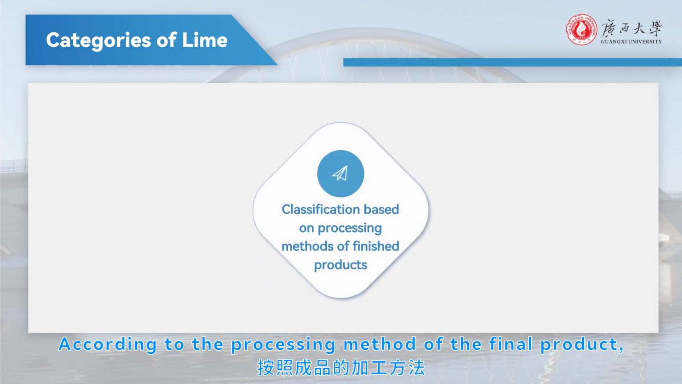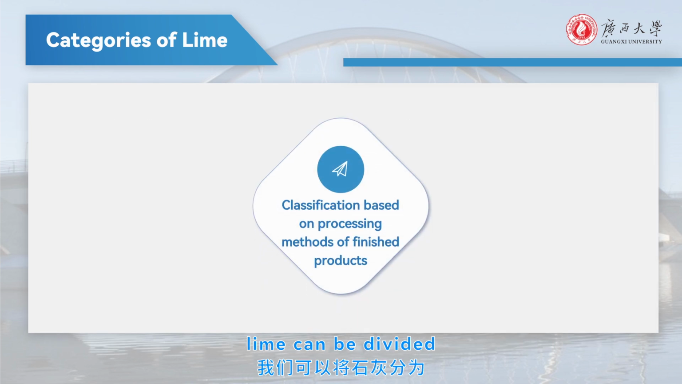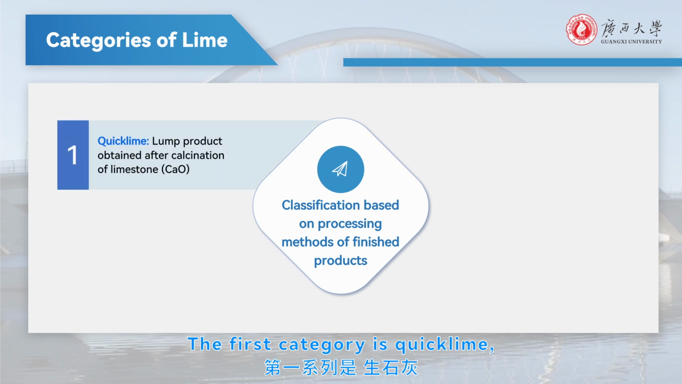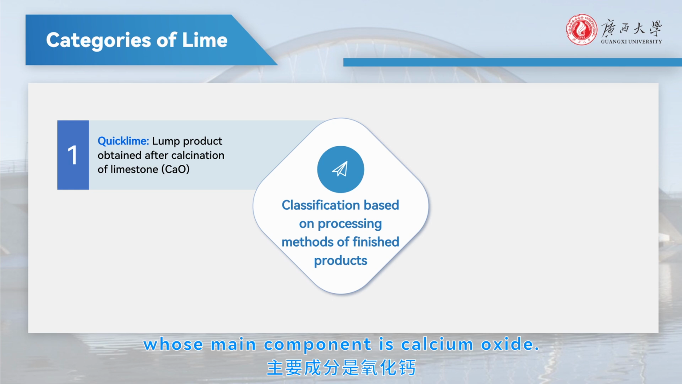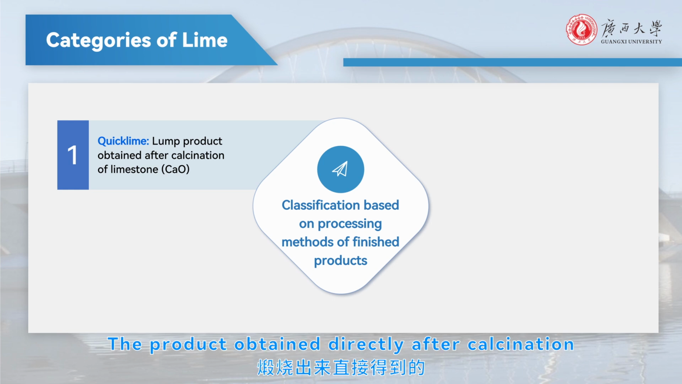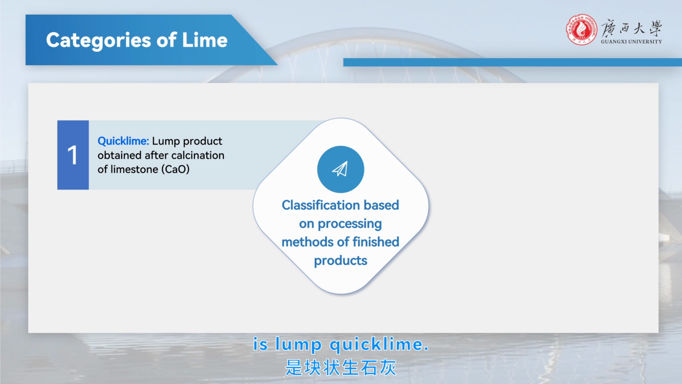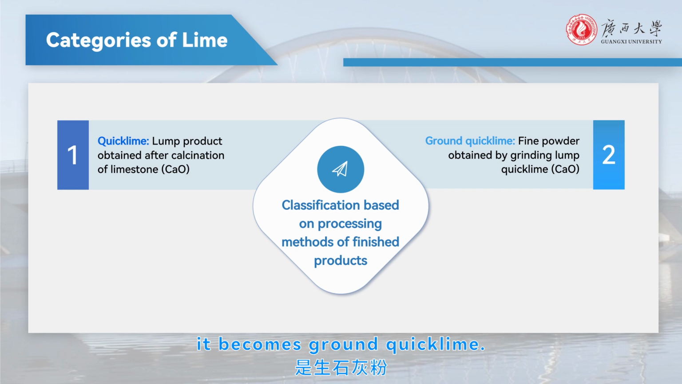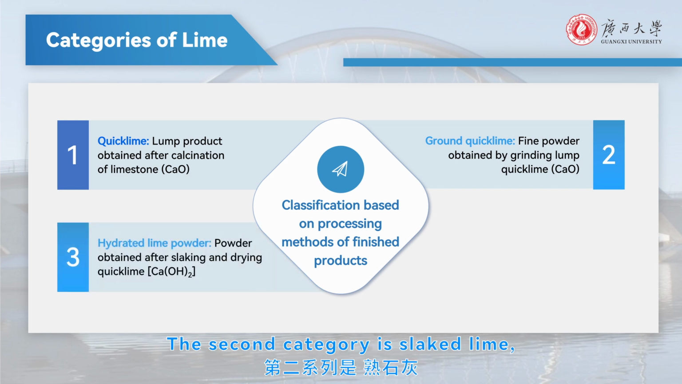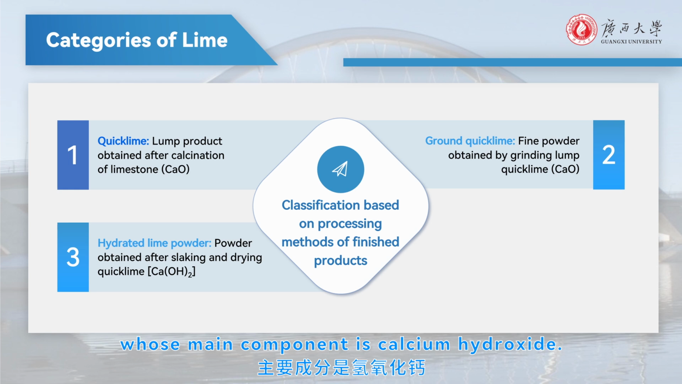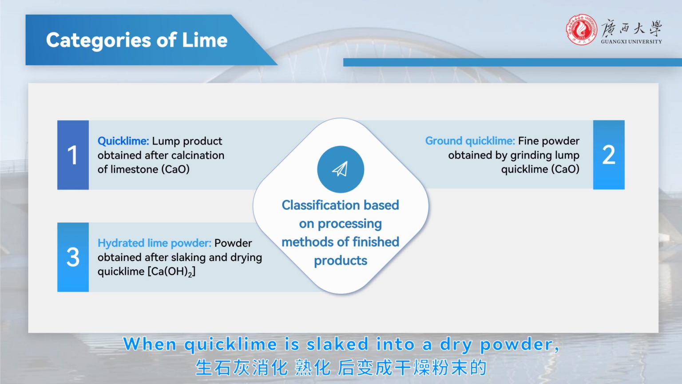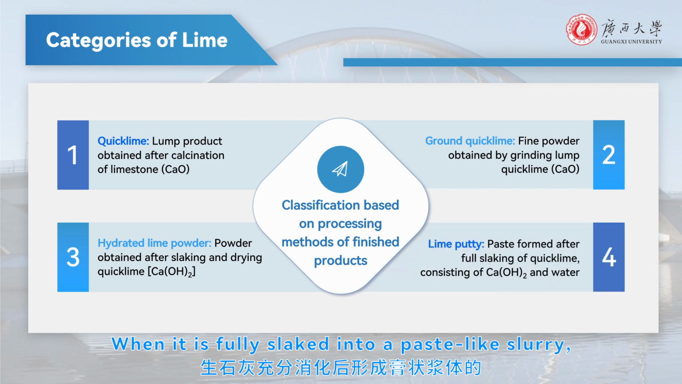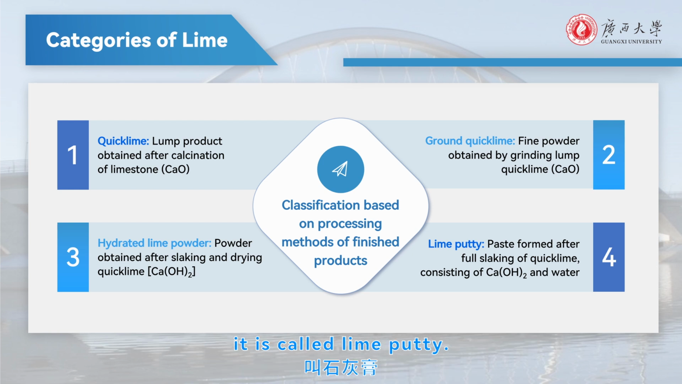According to the processing method of the final product, lime can be divided into 2 main categories with 4 forms. The first category is quicklime, whose main component is calcium oxide. The product obtained directly after calcination is lump quicklime. When the lumps are ground into a fine powder, it becomes ground quicklime. The second category is slaked lime, whose main component is calcium hydroxide. When quicklime is slaked into a dry powder, it is called hydrated lime powder. When it is fully slaked into a paste-like slurry, it is called lime putty.